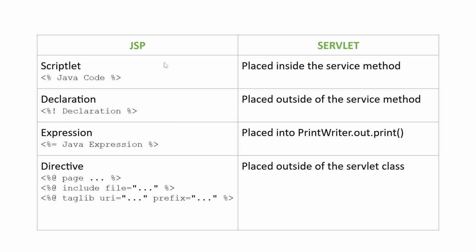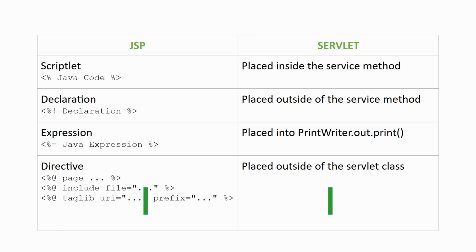As you can see over here, when a JSP gets converted into a servlet, whatever code is in the scriptlet tag is placed inside the service method of the servlet, and whatever code is in the declaration tag gets placed outside of the service method but within the servlet class, and whatever code is in the expression tag gets converted and is placed inside the printWriter method, and all the directive tags get placed outside of the servlet class.